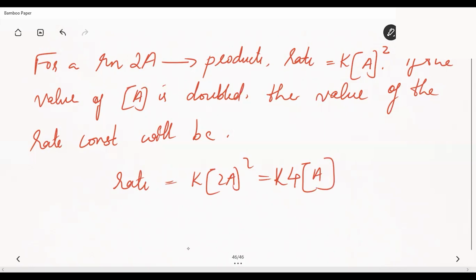And what is the question? The question is not about the rate. What is the question? The value of the rate constant is the question. So you will get it wrong when you write it as that.